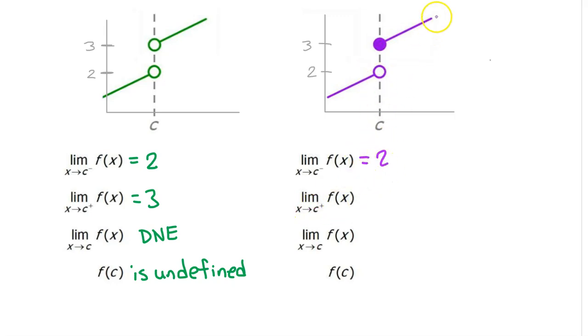The limit as x approaches c from the right is 3. Again, the overall limit as x approaches c does not exist because the left-sided limit and the right-sided limit are not the same. What about f at c? f at c is equal to 3. When there's a closed circle, the closed circle tells you the value of the function at c.